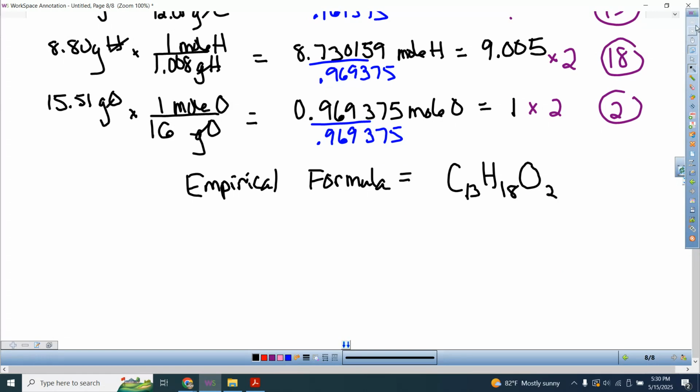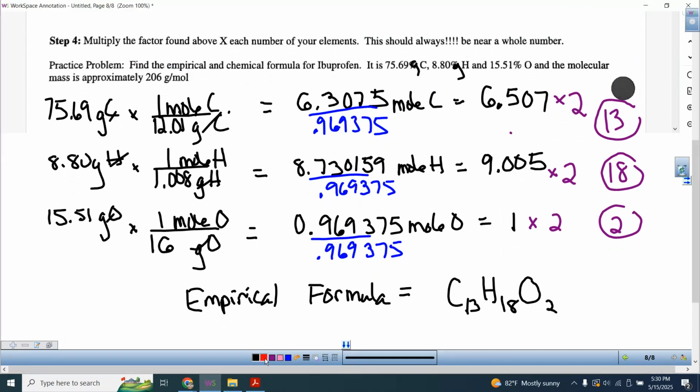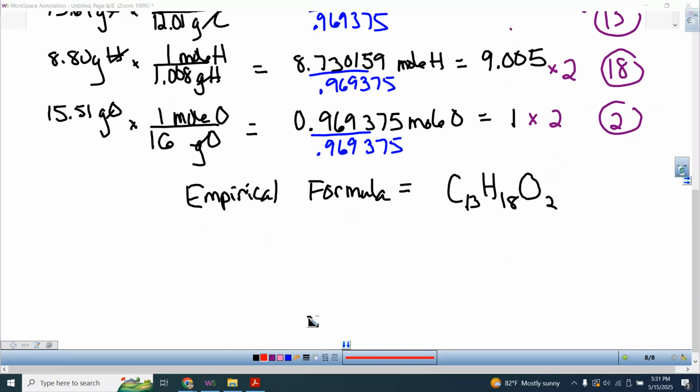Okay, now we're going to see if this matches up with the weight that was provided. And we're told that the chemical compound should have a weight of 206. So I'm going to add this up. I'm going to take 12.01 times 13 off the periodic table, plus 1.008 off the periodic table times 18, plus 16 off the periodic table times 2. And when I add that up, I get a total weight of 206.274 grams per mole.